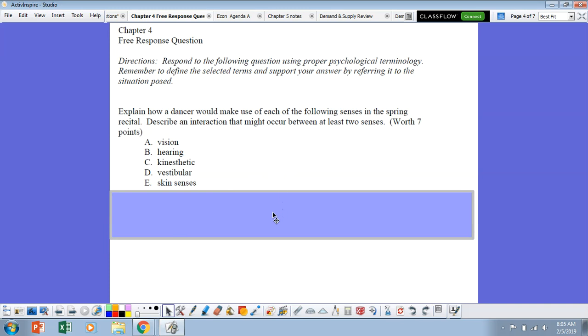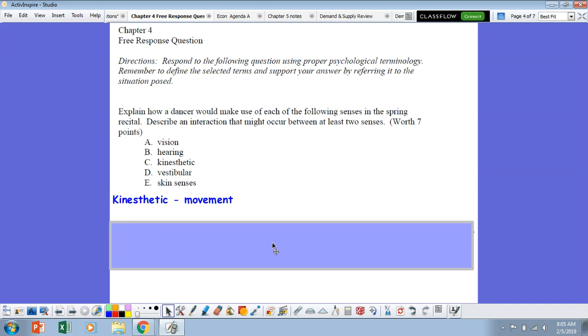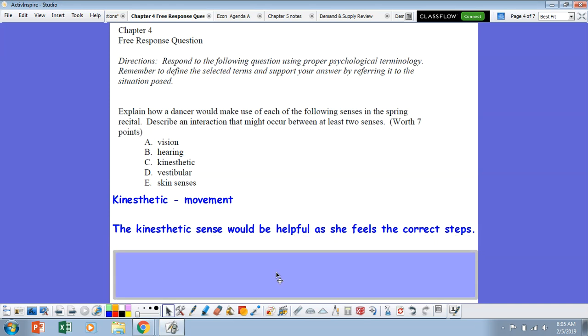Further on, the kinesthetic sense, that's movement. That's just right to the point. And as far as kinesthetic movement, this is understanding where our body is, and as far as the movement of the body. So it would be helpful for her to feel the correct steps.